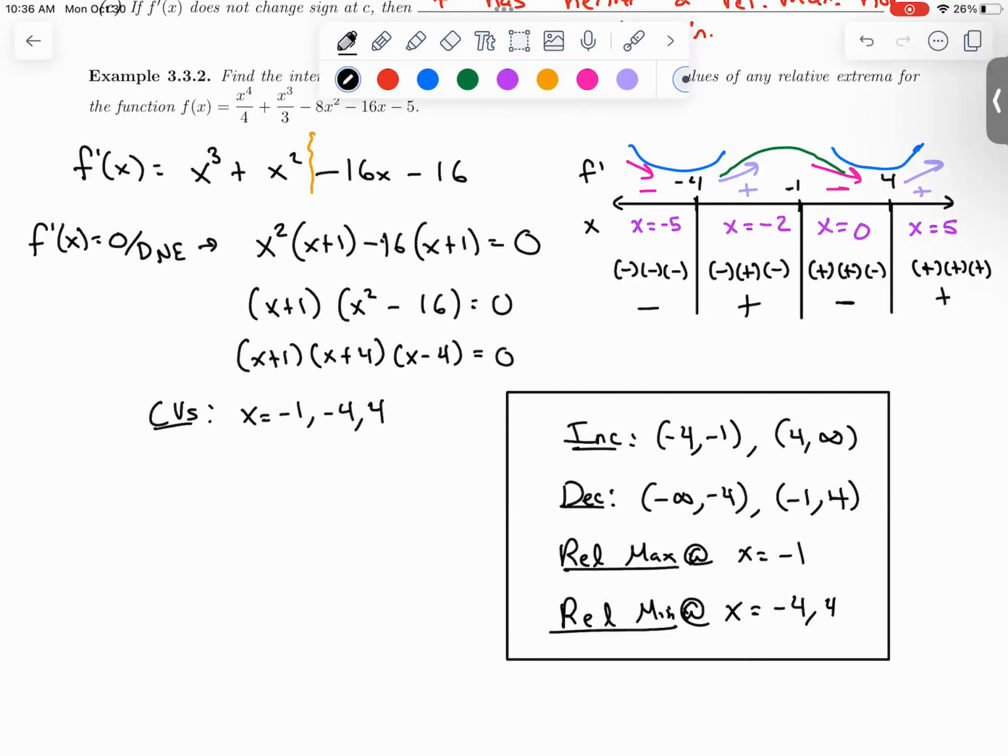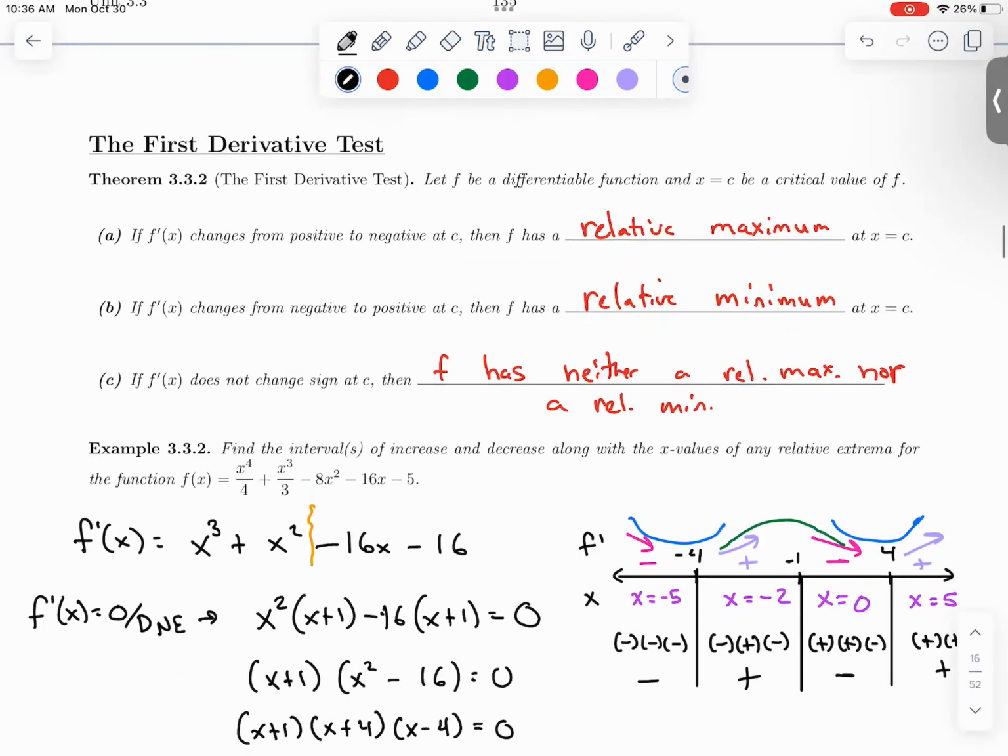Any questions on that? Phil? You're talking how do you find the relative max? So that's where it's going to change. That's what the first derivative test up here says. So if it changes from positive to negative, it's going to be a relative maximum. If the derivative changes from negative to positive, it's going to be a relative minimum.